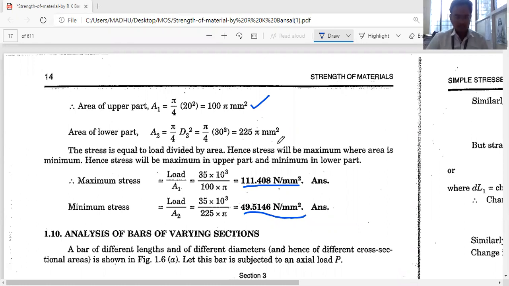So the final maximum and minimum stresses were determined with the help of the loads. That is, the lesser cross-sectional area will be affected more compared with that of the larger cross-sectional area. It is very clear by solving this problem.